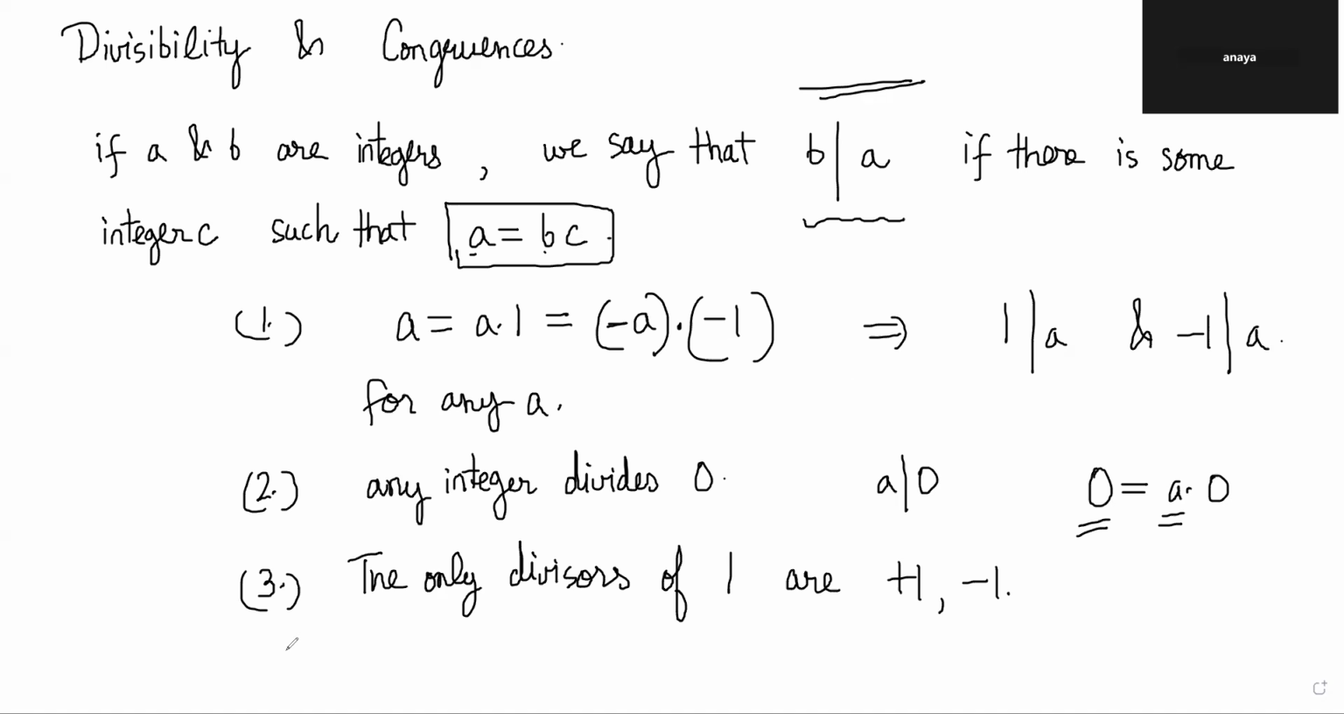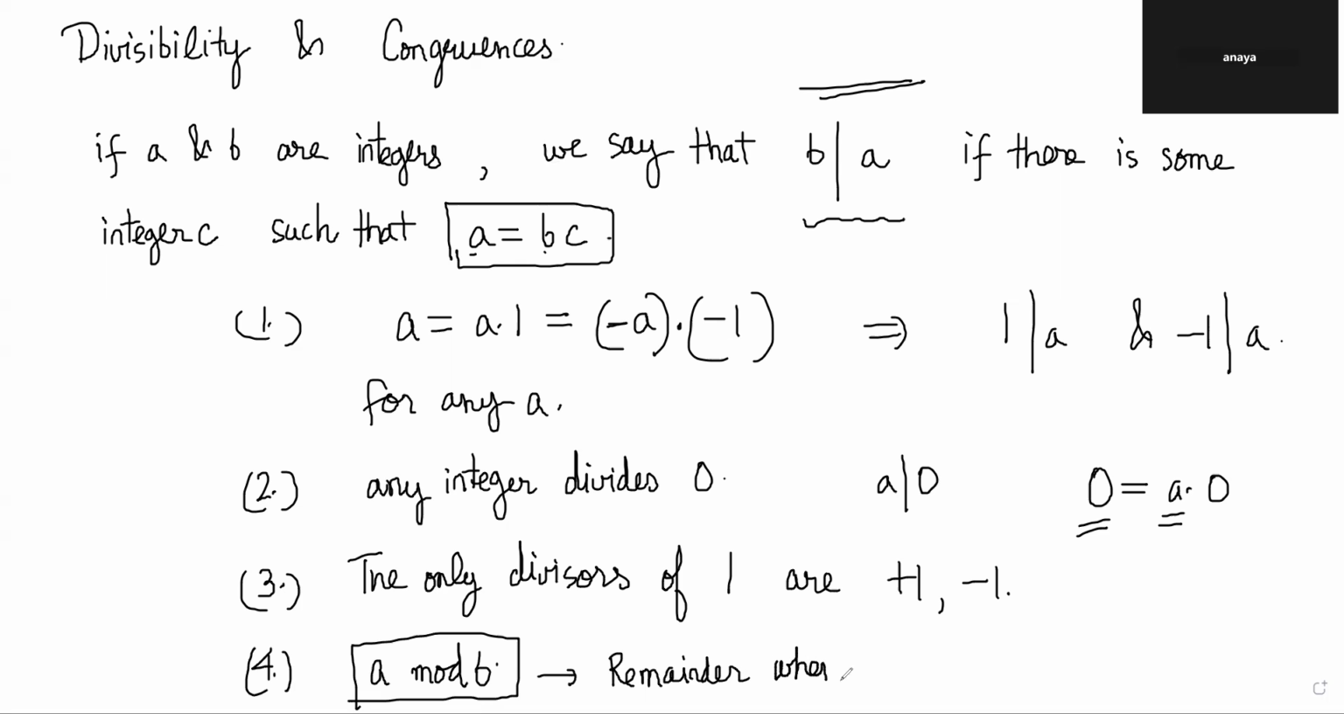Then we come to the definition of remainder. So we say A mod B. A mod B, what this means is remainder when A is divided by B, right?